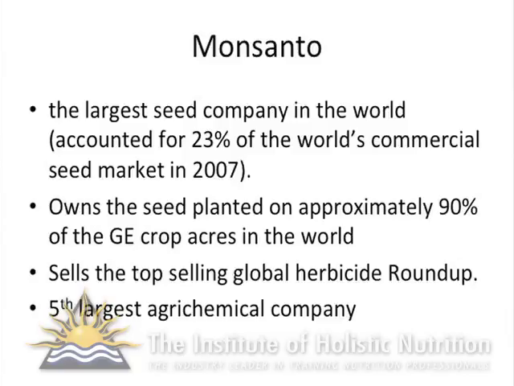Buy our seeds, buy our herbicide, and other chemicals as well, pesticides and fungicides. And so they're the 5th largest agrochemical company in the world. Okay? There's a lot of money being made in Monsanto. There are other seed companies as well, but the top 5 companies tend to be the top 5 in both seed and agrochemicals.